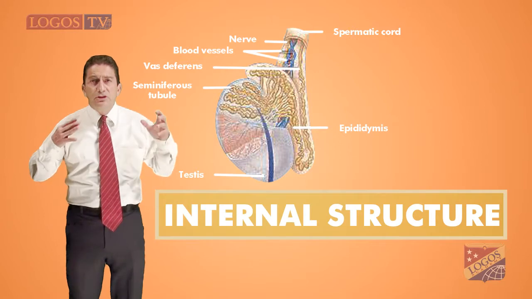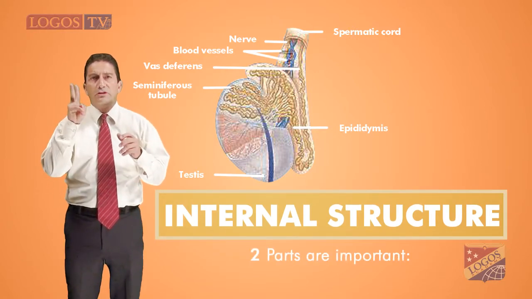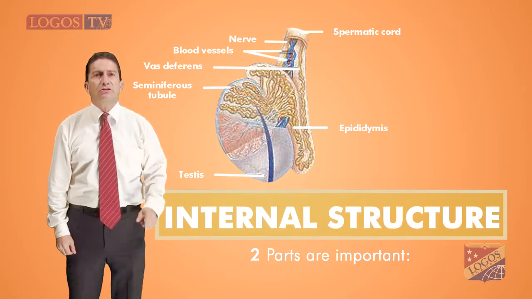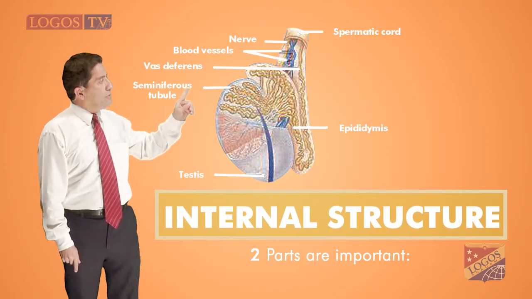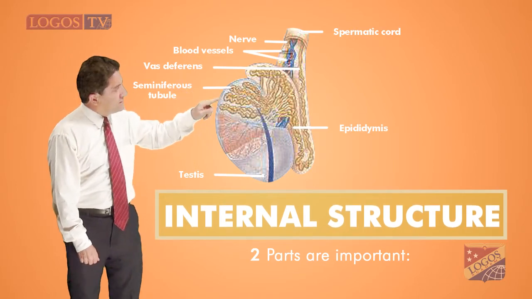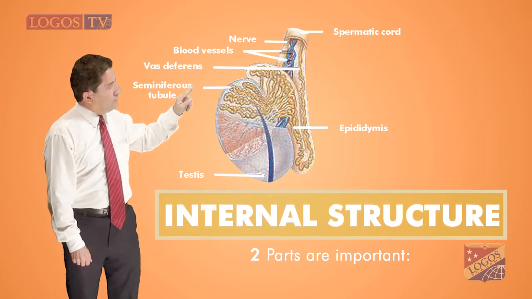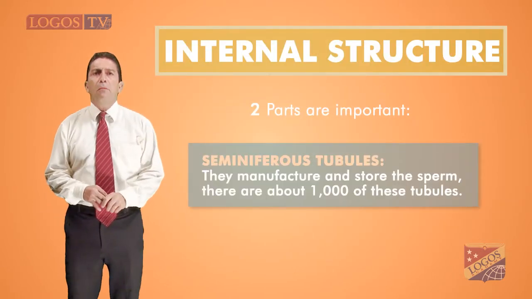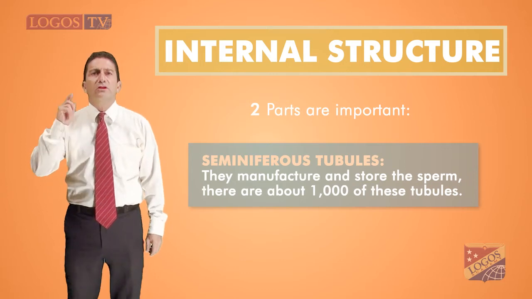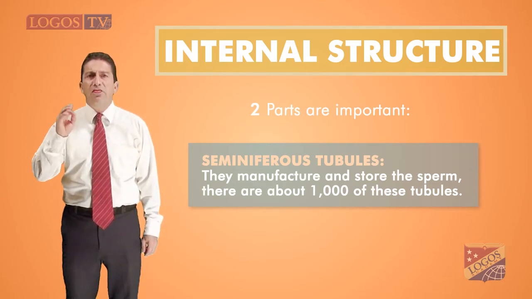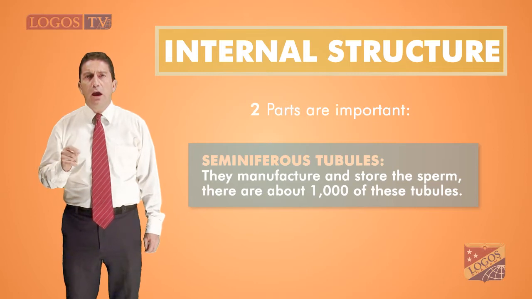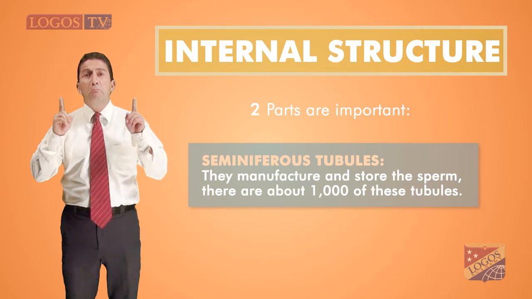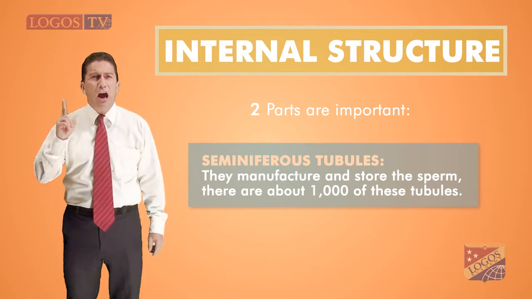In the internal structure of the testes, two parts are important: the seminiferous tubules and the interstitial cells. As you can see here in this picture, we have them inside of the testes. The seminiferous tubules manufacture and store the sperm. There are about 1,000 of these tubules. An average ejaculation contains about 300 million sperm, which is a lot.